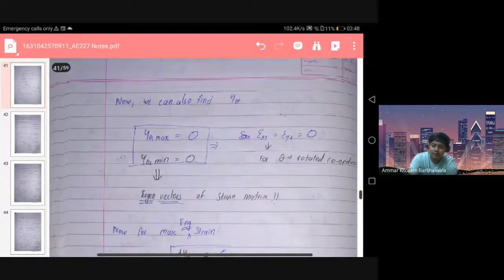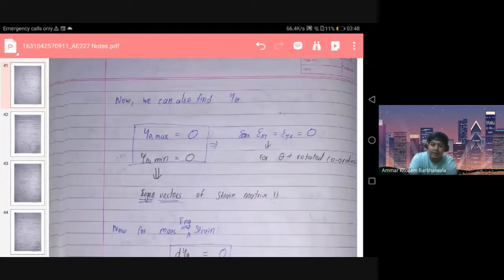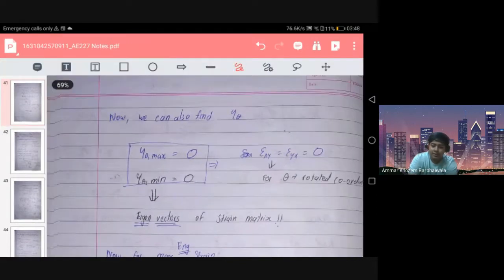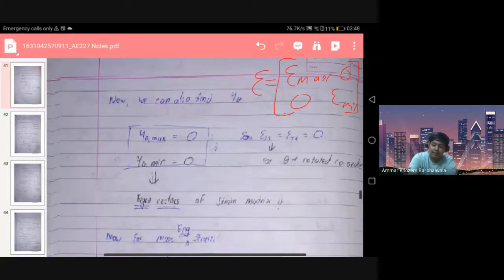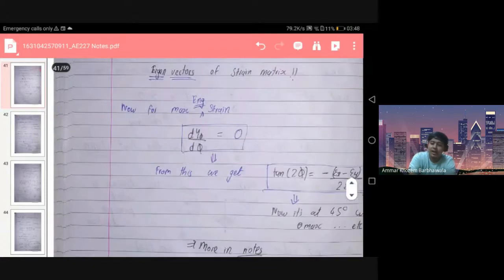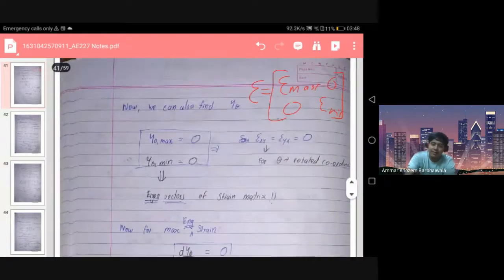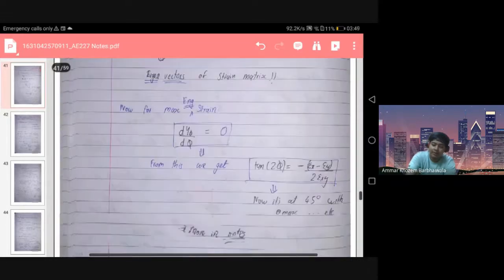What one can observe is that if I write my epsilon matrix right here, epsilon would be epsilon max, epsilon min, and this is 0 and this is 0. So epsilon has transformed, in the other coordinates, into a diagonal matrix. As we have seen in ME 106, the directions are the eigenvectors of the strain matrix, and the epsilon max and epsilon min are the eigenvalues of the strain matrix.